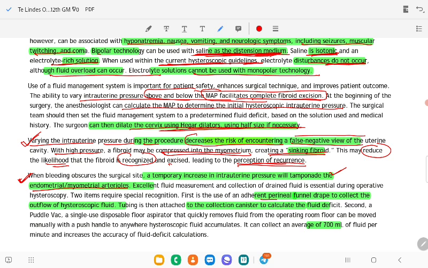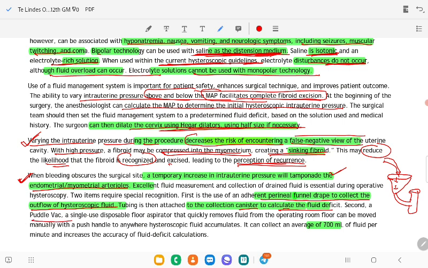First, use an adherent perineal funnel drape to collect the outflow of the hysteroscopic fluid. This is the fluid that will collect in the perineal drape from the hysteroscope. Tubing is then attached to the collection canister to calculate the fluid deficit.